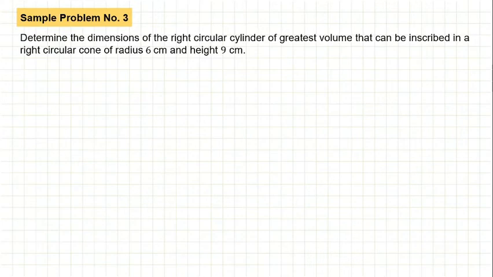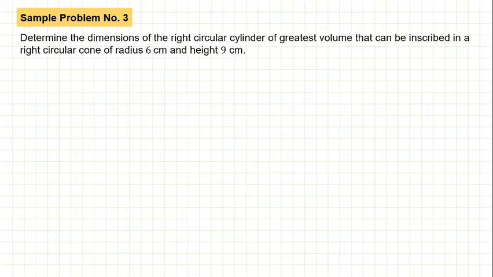Okay? Now, for our last problem, we need to determine the dimensions of the right circular cylinder of greatest volume that can be inscribed in a right circular cone of radius 6 centimeters and height 9 centimeters. So, here ang hinahanap ay dimensions ng right circular cylinder. So, the dimensions are the radius and the height. Okay, so yung hinahanap natin dito ay yung radius at yung height.